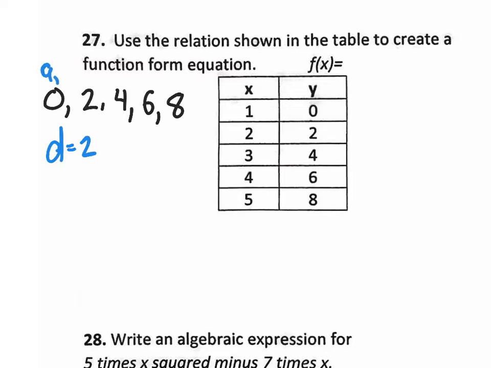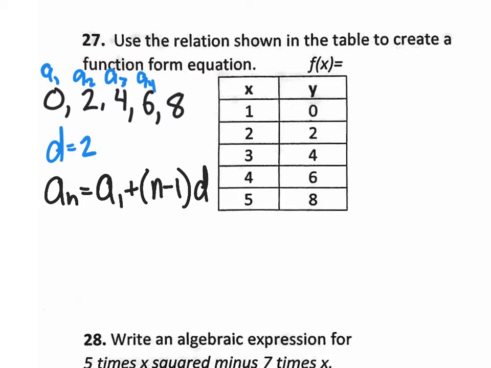Your a sub 1 term was 0. Your second term is 2. Your third term is 4. Your fourth term is 6, and so on, right? Okay, so your common difference is 2. Because if you do 8 take away 6, that's 2, or 2 take away 0, that's 2, or 4 take away 2, that's 2. So there's a common difference. It's arithmetic. And we do know the a sub nth rule for an arithmetic sequence. It's a sub n equals a sub 1 plus parenthesis n minus 1 times a common difference d, right?